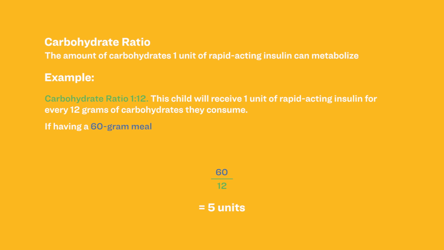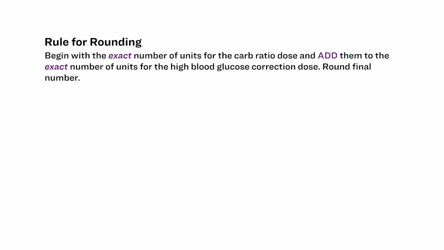Not all insulin doses will end in a whole number. If this is the case, you will need to round the number to the appropriate dose. Let's review the rules of rounding. Always begin by taking the exact number of units for your child's carb ratio dose and add them to the exact number of units for your child's high blood glucose correction dose. Once you've added them, use the following as a guide to determine how to round your final number.